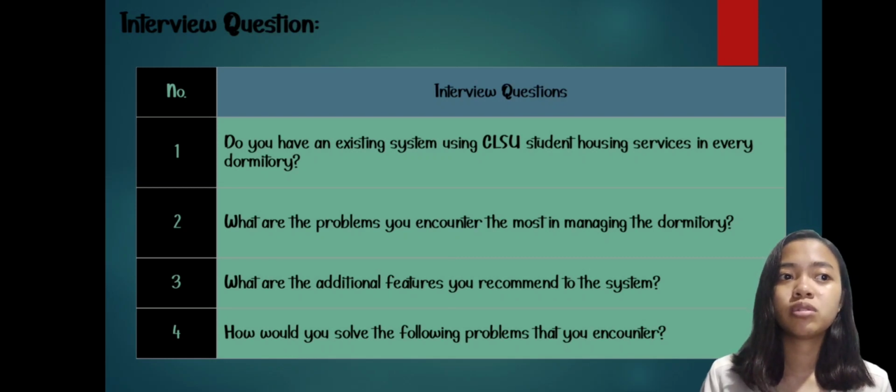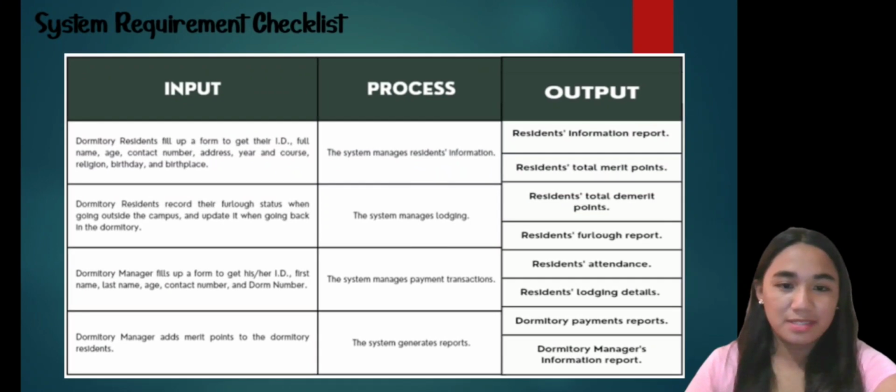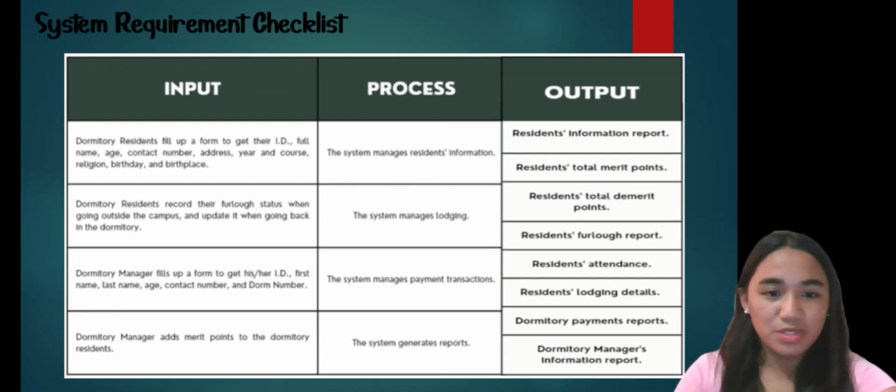The dorm managers want to solve the problem by having a system and a database that automatically records every student's information and easily tracks and monitors every student's attendance, furlough, and the remaining points. The researchers will generate the system requirement checklist to showcase the inputs, outputs, processes, controls, and performance requirements that the proposed project should possess. So the table shows the inputs, outputs, and processes of the system.